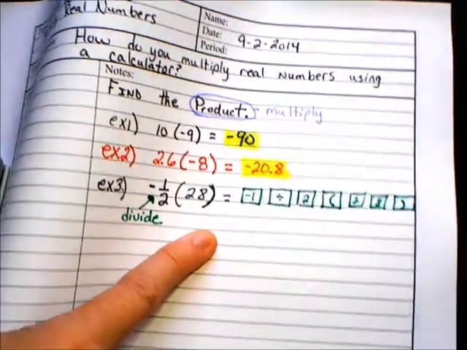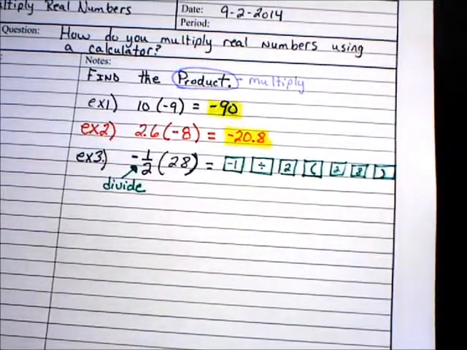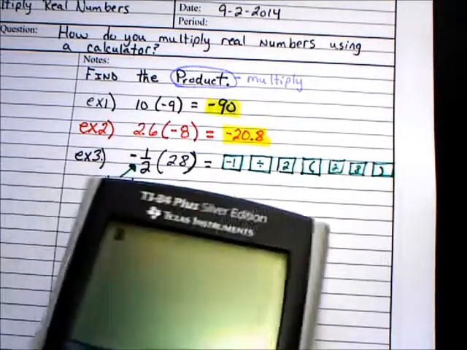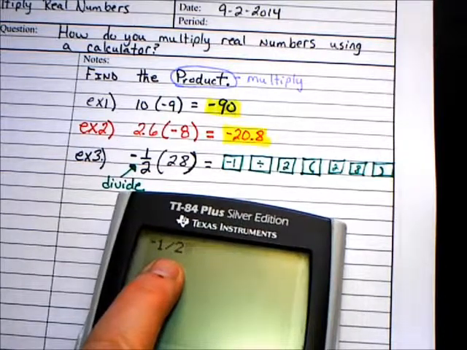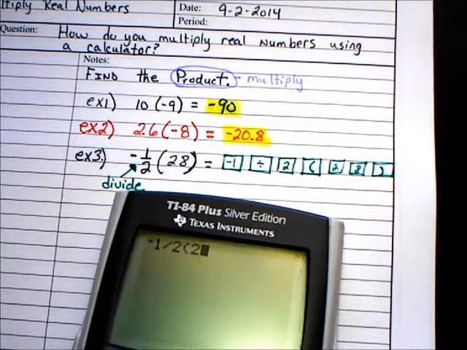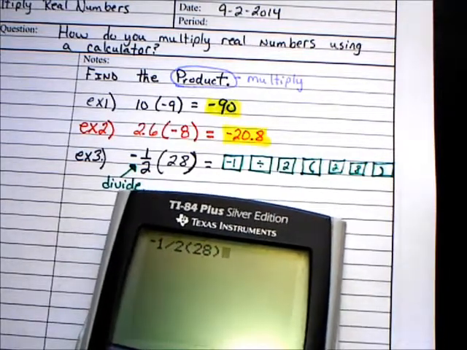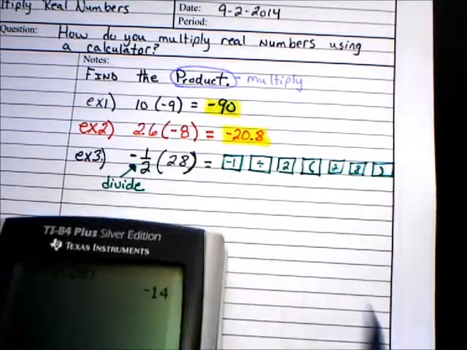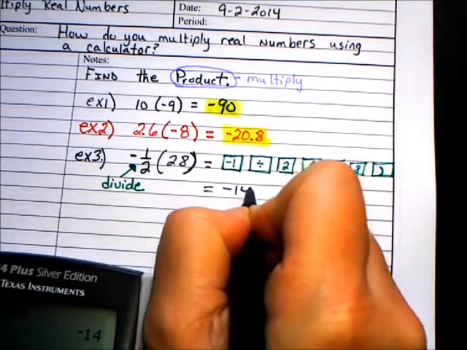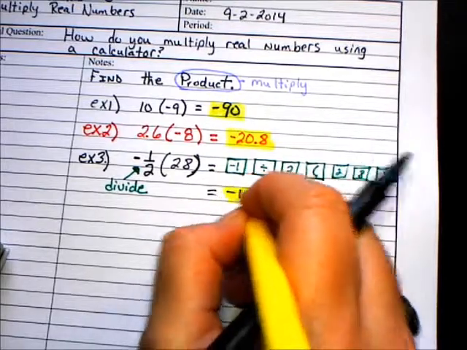Let me slide that over. So these are all the buttons that I'm going to press on my calculator. Negative 1 divided by 2. Notice when I push the divide, it looks like a fraction. Then parentheses 2, 8, and close your parentheses. So I have them all there. Push enter, and I have negative 14 as my answer. So I'm going to highlight this.